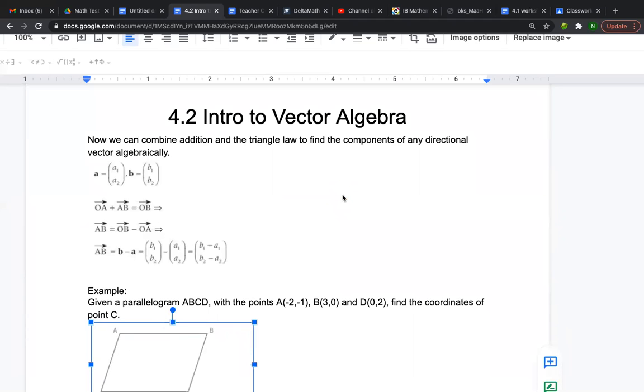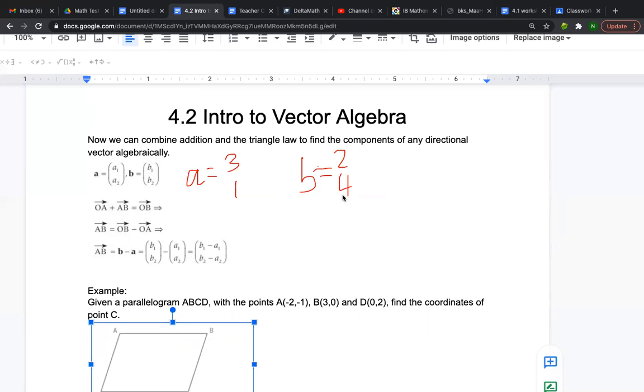Now we can combine addition and the triangle law to find any component of the directional vector algebraically. This is basically if they give you x and y coordinates. So you can find it from A to B without having to do the distance formula. So if I have A is (3, 1) and B is (2, 4). Sure, I have no idea if this is going to work out nicely or not.